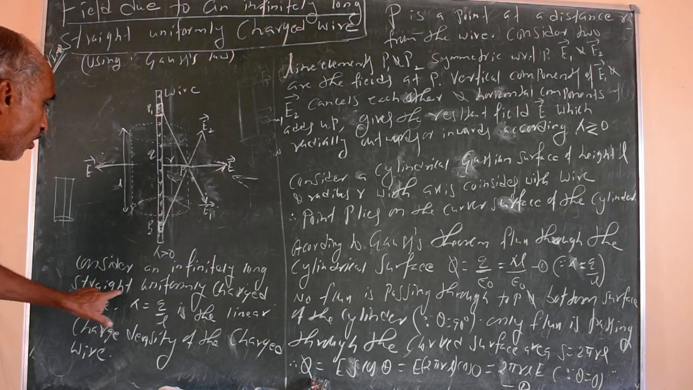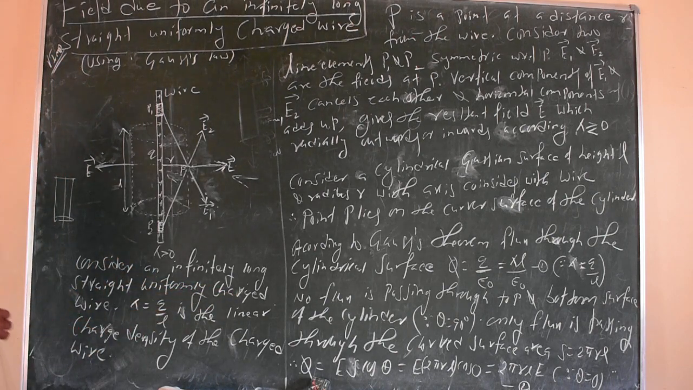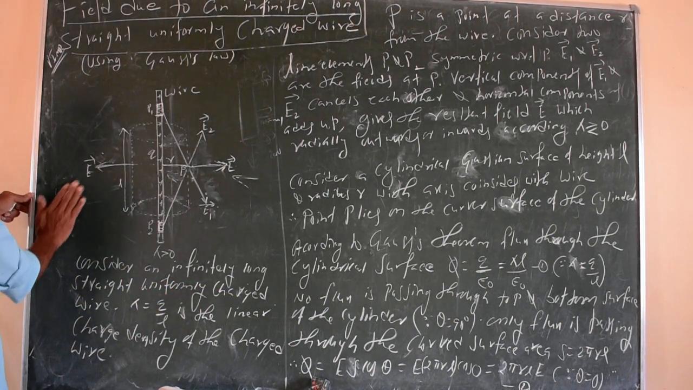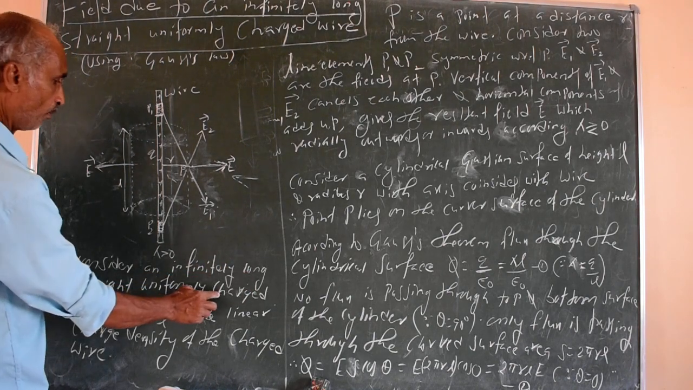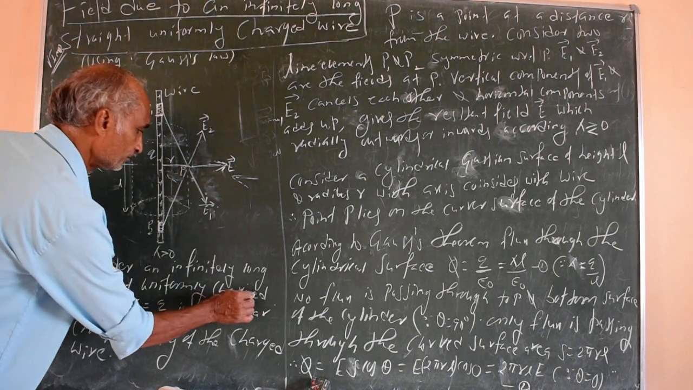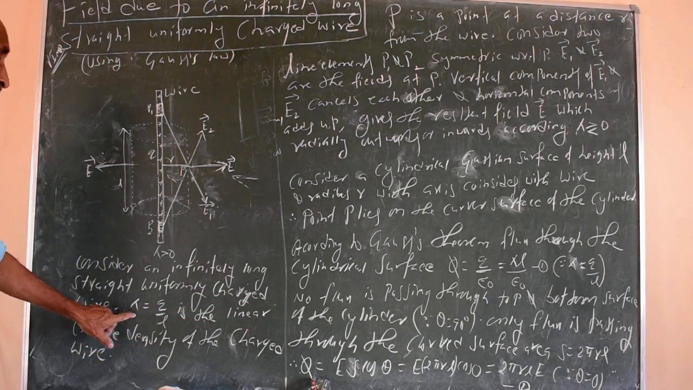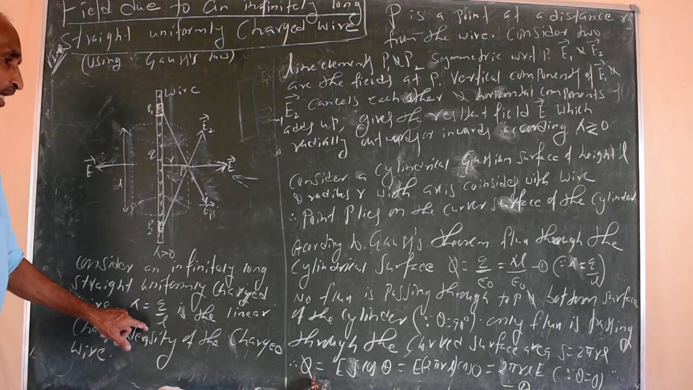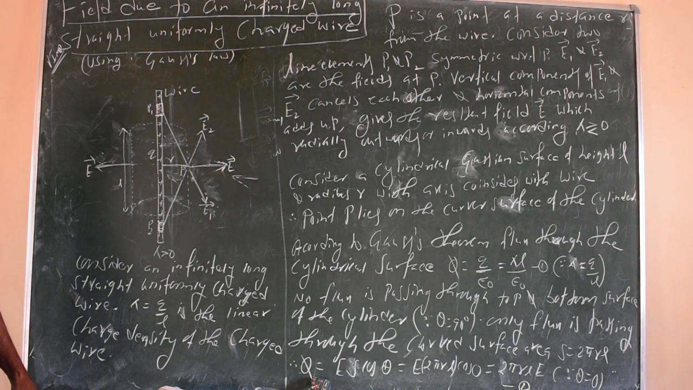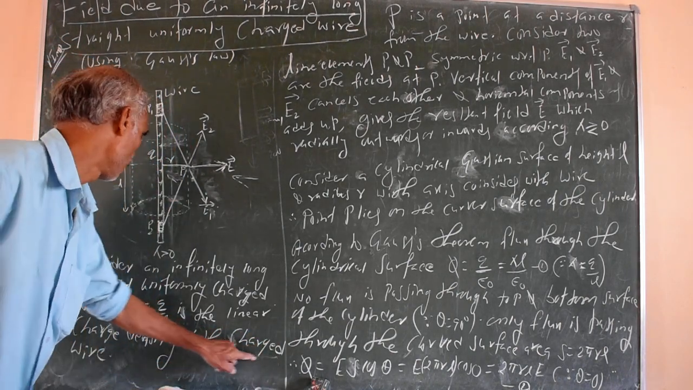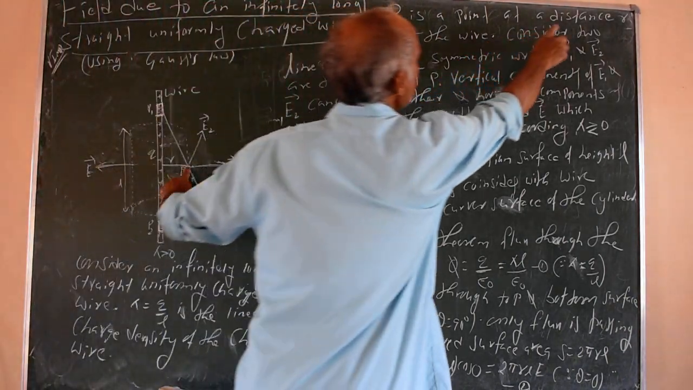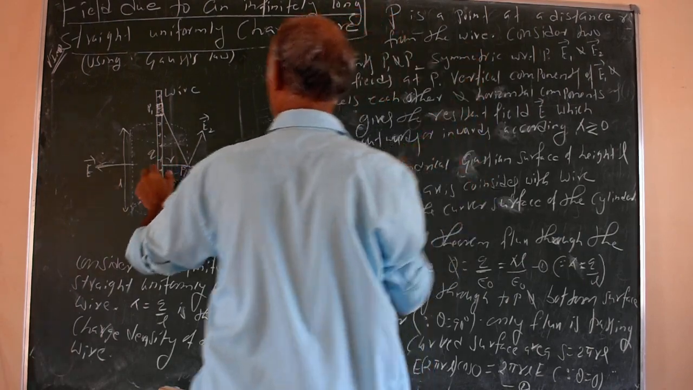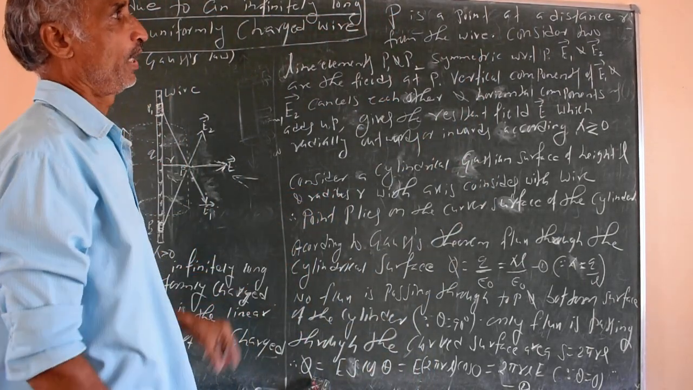Consider an infinitely long, straight, uniformly charged wire. Lambda is equal to Q by L, the linear charge density, charge per unit length of the charged wire. P is a point at a distance r from the wire.